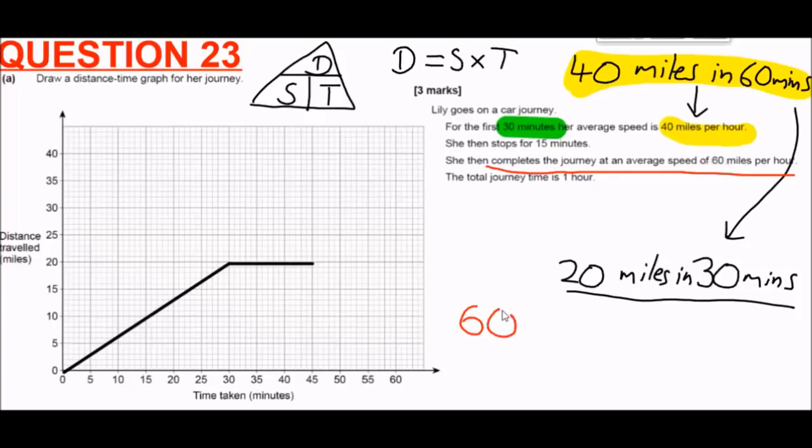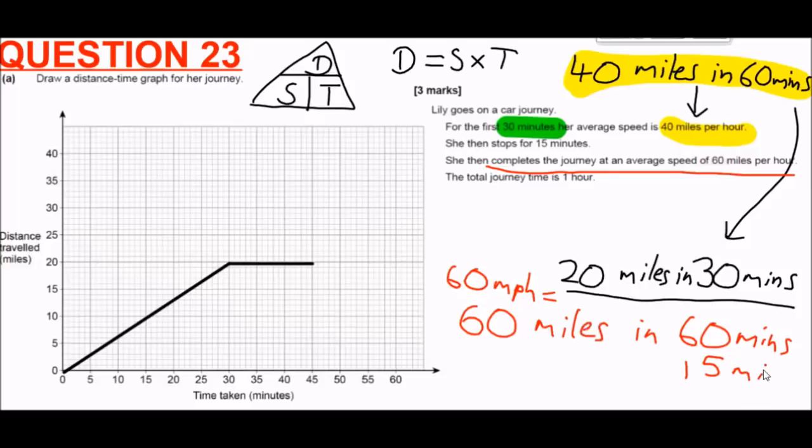Now 60 miles an hour means 60 miles in 1 hour. Now 1 hour is 60 minutes. So 60 mph, 60 miles per hour, means 60 miles in 60 minutes. But she's taking 1 hour for the journey, so from 45 to 60, she's only got another 15 minutes to go until she reaches that hour. 60 miles an hour means 60 miles in 60 minutes. That's 1 mile for every minute. And so for 15 minutes at that speed, she'd cover 15 miles.